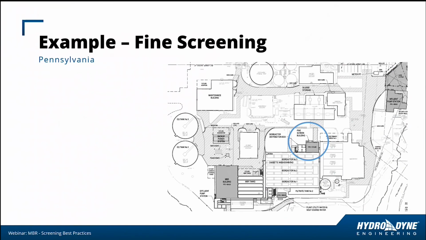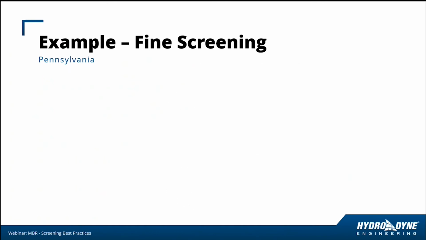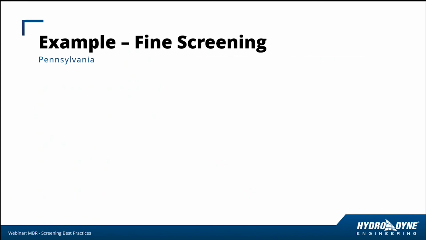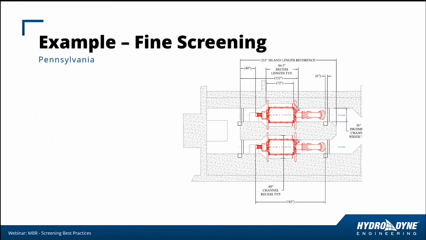Moving on to another example, this is a plant in Pennsylvania that upgraded its system to an MBR process. So therein they needed to upgrade screening, and in this case, you're looking at the circle, and that's the fine screening building required. And looking at a picture of this, we can see what that building looked like when it was done. And then moving on to the internals of the building, we see in this case, center flow band screens were used. About the same flow rate in this case.